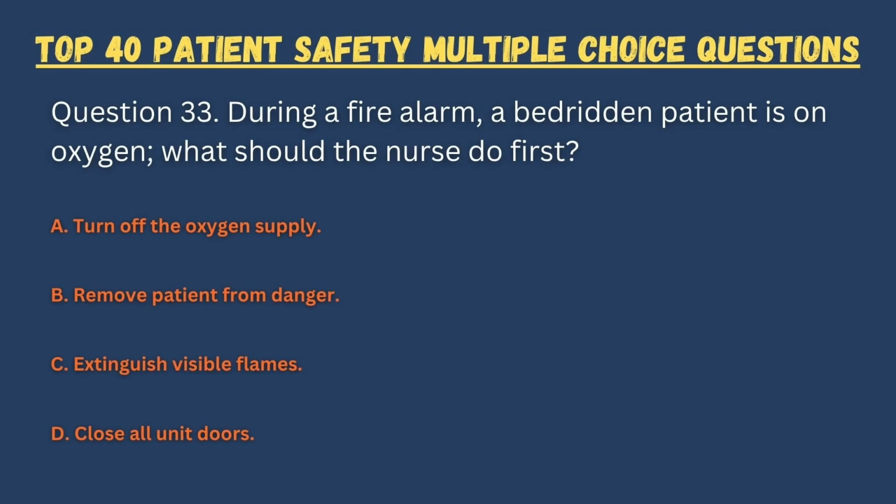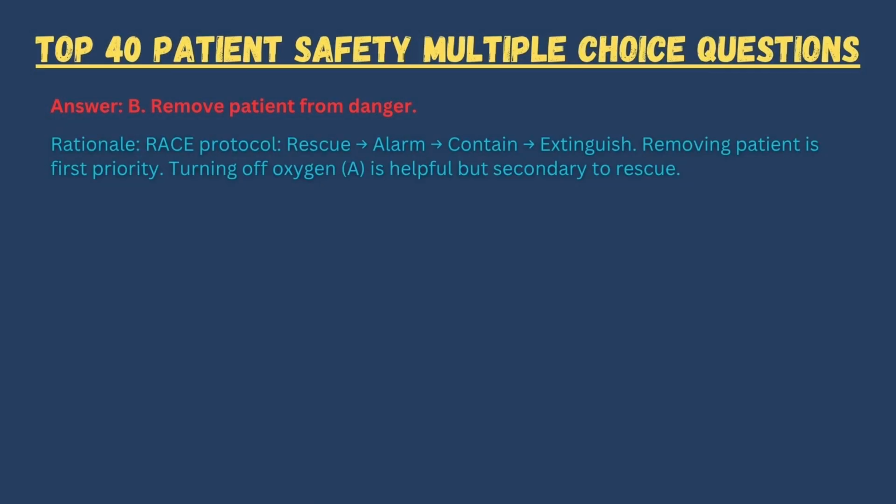Question 33. During a fire alarm, a bedridden patient is on oxygen. What should the nurse do first? A. Turn off the oxygen supply. B. Remove patient from danger. C. Extinguish visible flames. D. Close all unit doors. Answer. B. Remove patient from danger.